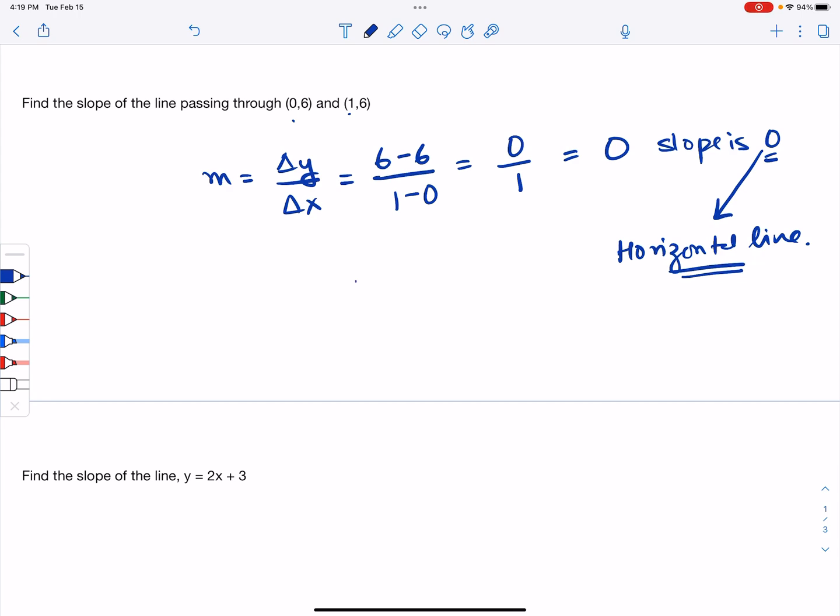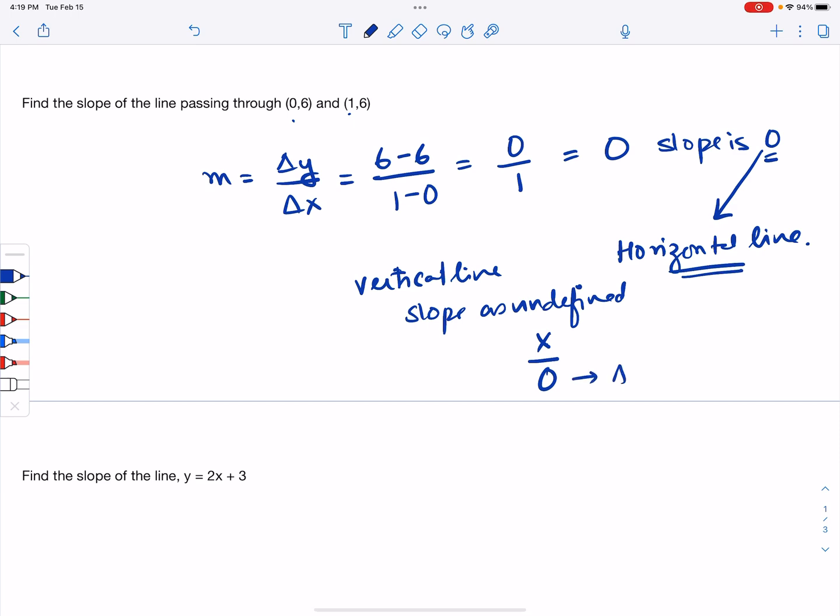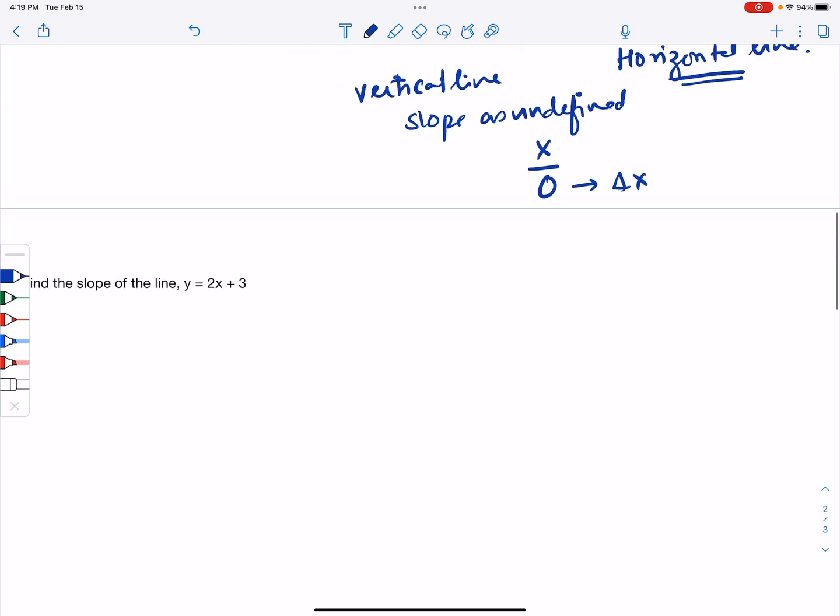So a vertical line will have a slope that is undefined. That basically comes about when you have some number, let's call it x, over 0. So when the difference in the x's, when delta x ends up being 0, then your slope is undefined. Okay, all right, going to the next problem.